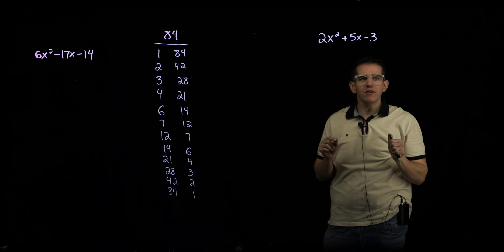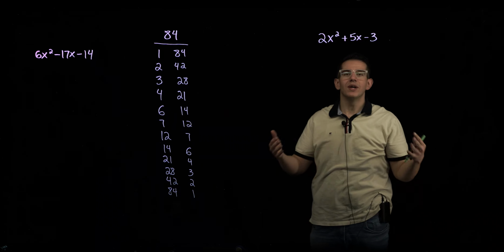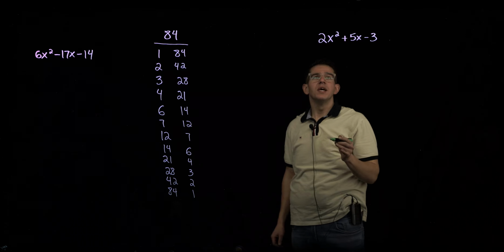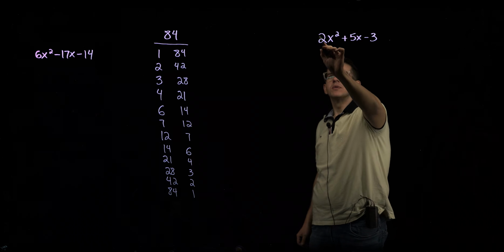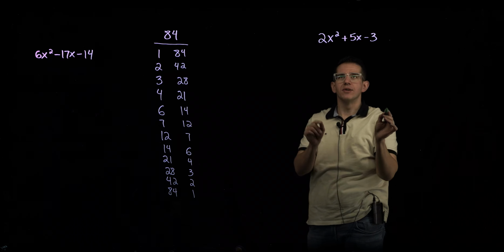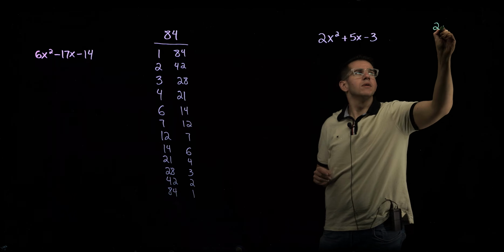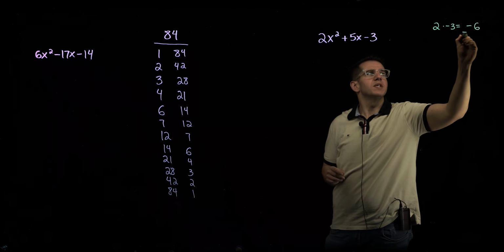So we have another method that eliminates all of the guessing called the middle out or AC method. And the way that this works is we are going to take the two outer values and multiply them together. In this case, 2 times -3, which gives us -6.